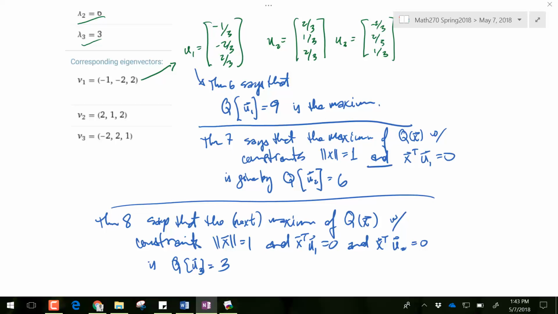So the only thing that this theorem is saying is that this is how you order the eigenvalues. This is one reason to order the eigenvalues. And that's it.